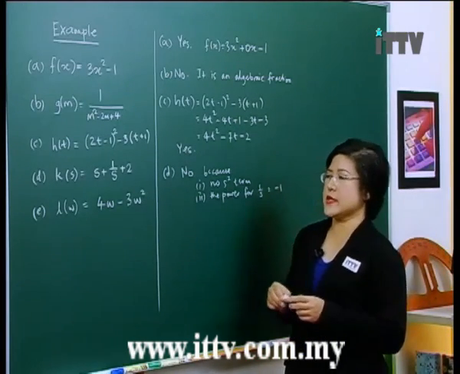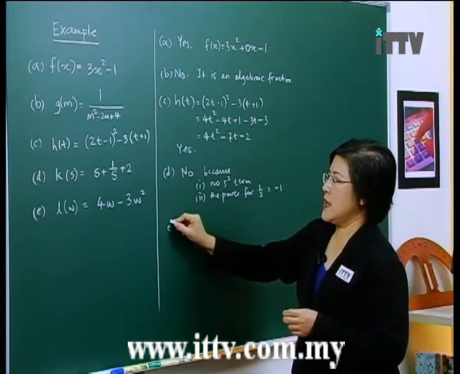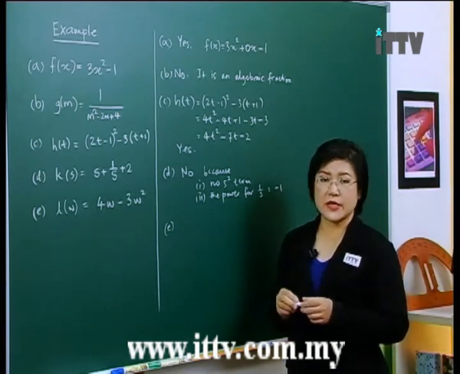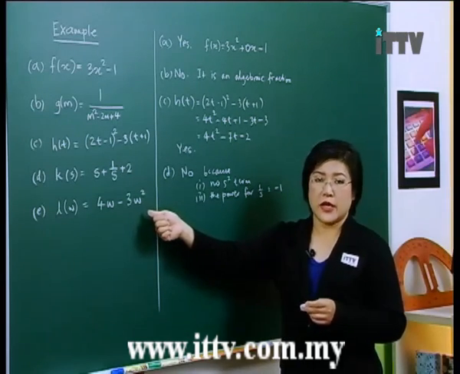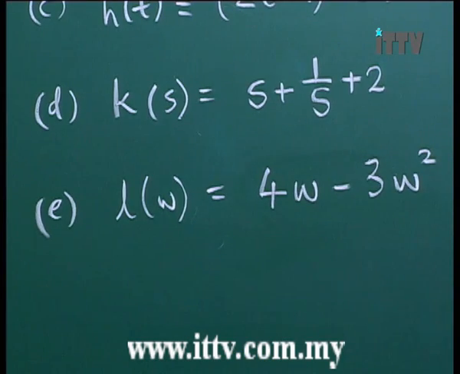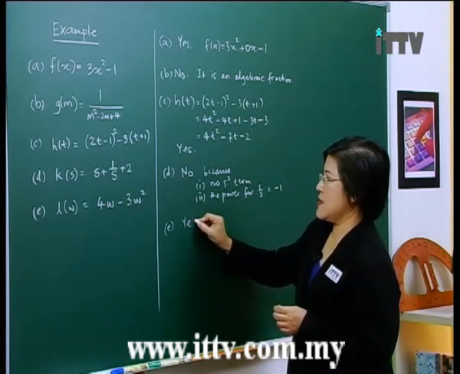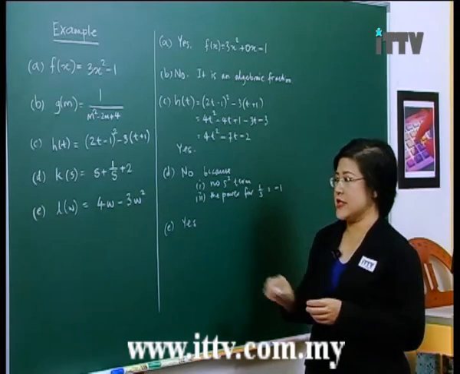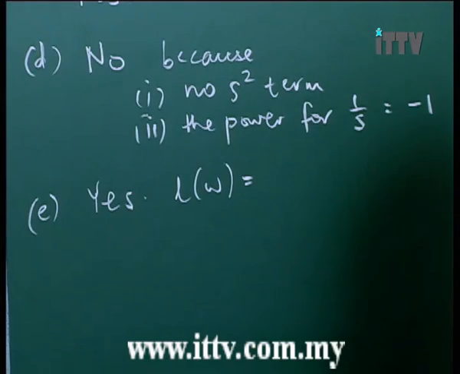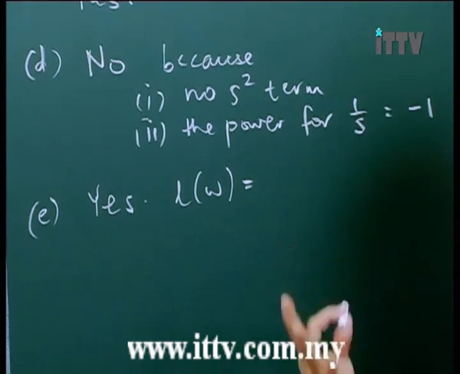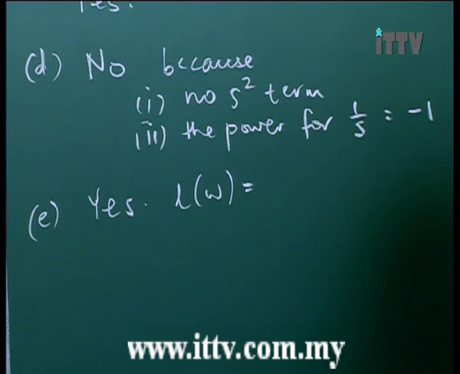Lastly, what about the function in part E? L(w) is 4w minus 3w squared, and it fulfills the condition of having the highest power for the variable to be 2. So, yes, L(w) is a quadratic function. And in general form, ax squared is the general formula for a quadratic function.